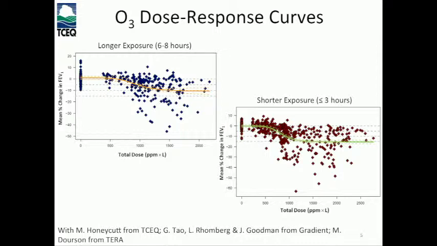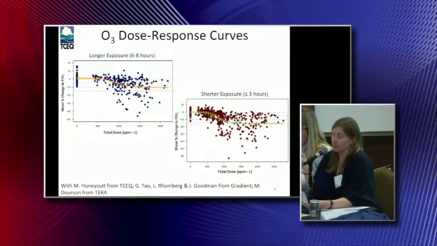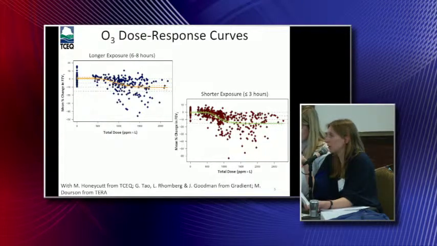So the x-axis here is dose, which is that combination of duration, ventilation, and concentration, which is why it's in a different form, which is parts per million liters. So you can see the variability in response. This is a great way to see all of these data points are individuals who have been exposed.